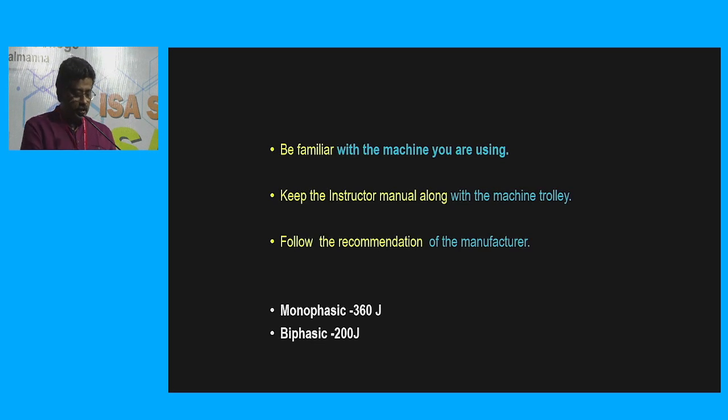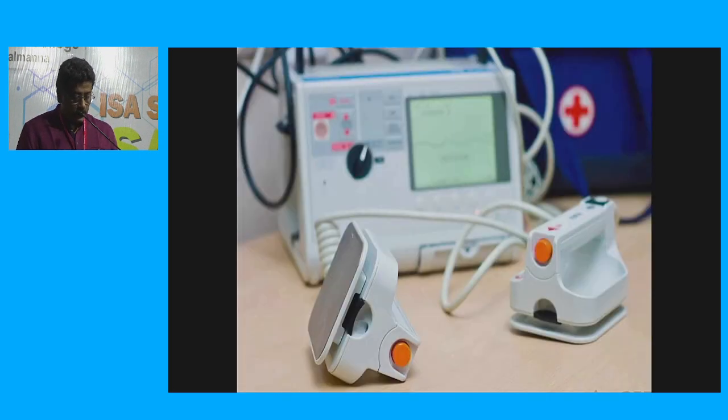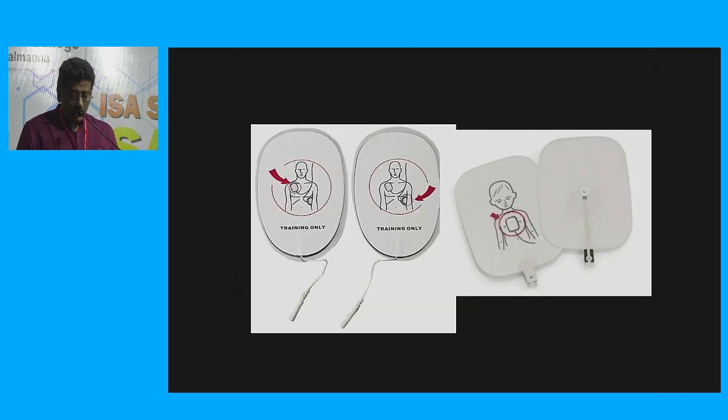And this one I already told, monophasic is 360 and biphasic is 200, and that is the paddles what you are seeing. You can give the shock through the paddles and also through the pads. That is adhesive pads. Pads are always better. The impedance is much less. And in a cardiac arrest, if you have already put the pads, you can easily defibrillate within no time.